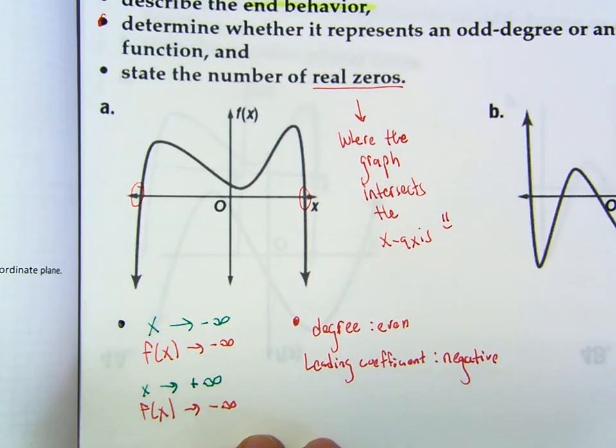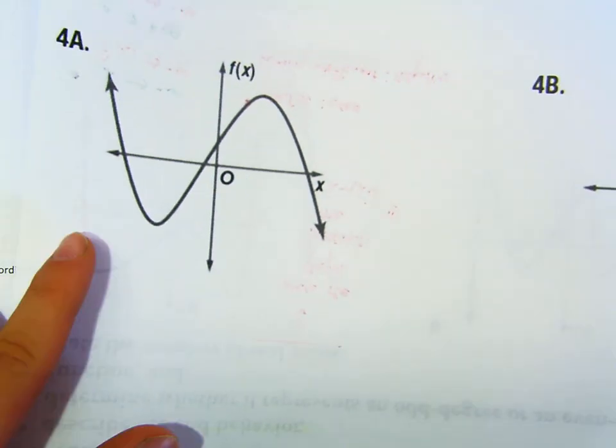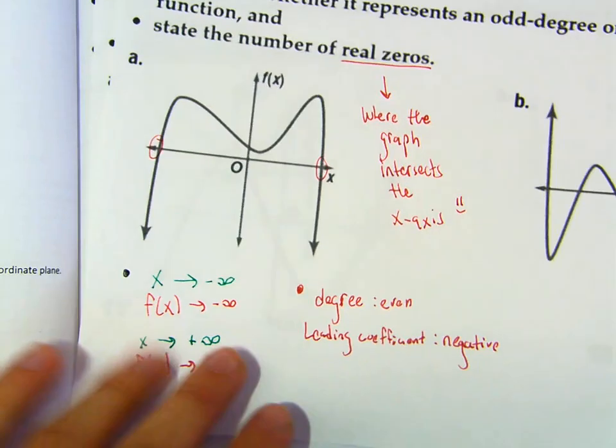This was a very simple, nice little lesson. What I'd like you to do is do B and then try and do 4A and 4B by yourself. Okie dokie. I'll see you.